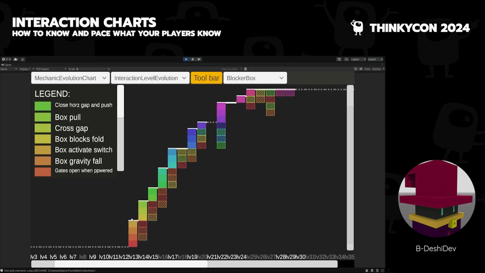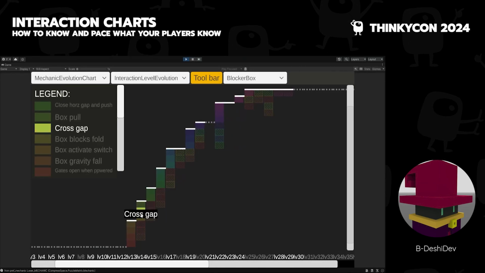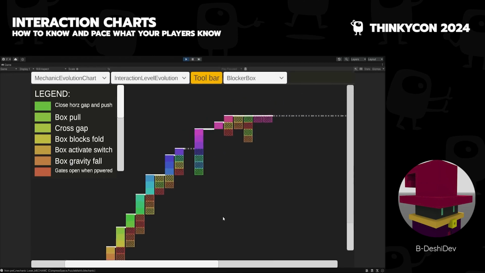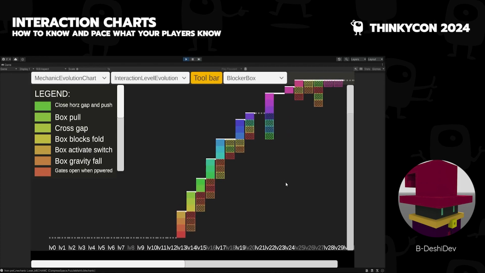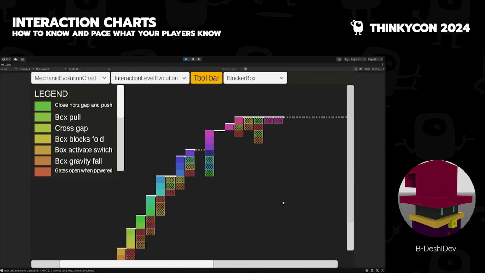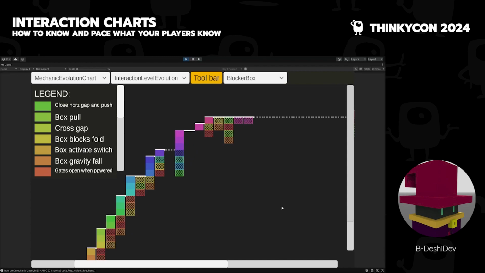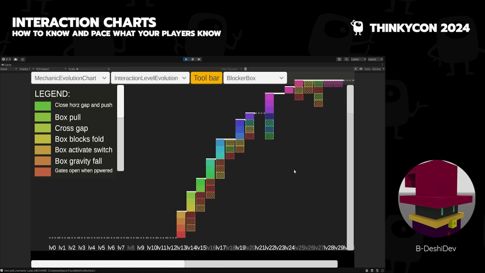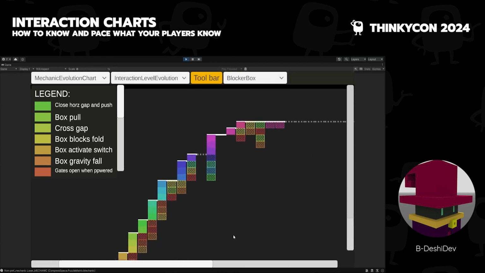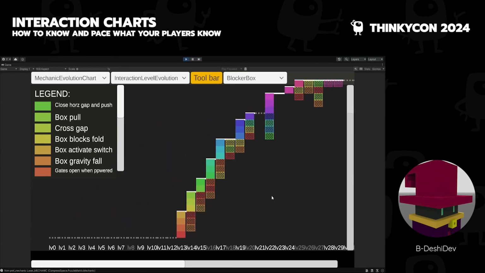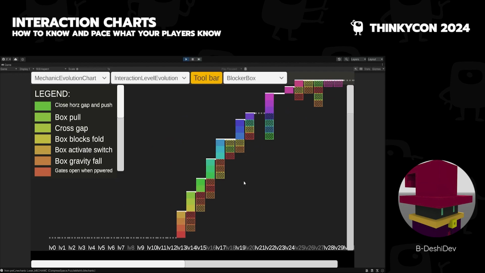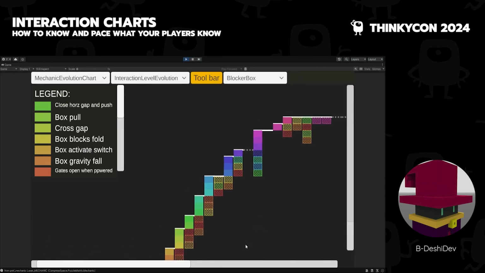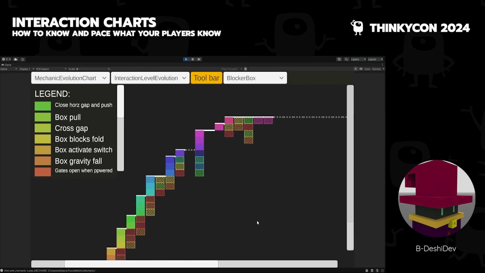And then in the next level, we're seeing that it is paired with more new interactions such as box blocks fold, cross gaps, box pull, and so on. So this is a pacing tool to keep track of when you're introducing new interactions involving a given mechanic. Now, in comparison to the mechanical level evolution chart, this will be much taller because there are more interactions than mechanics. It's more granular. Both are useful for pacing and give you different ideas about different aspects of how you're pacing the levels.